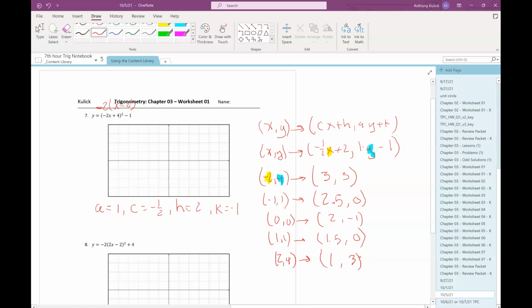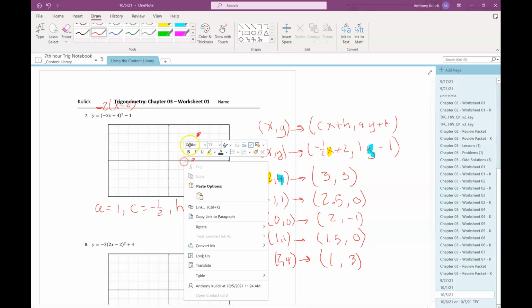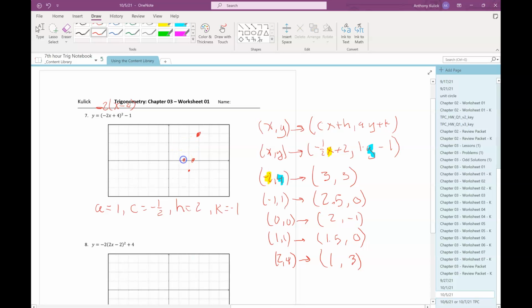And now it's just time to plot. So let's see, I have (3, 3), (2.5, 0), (2, -1), (1.5, 0), and then (1, 3).